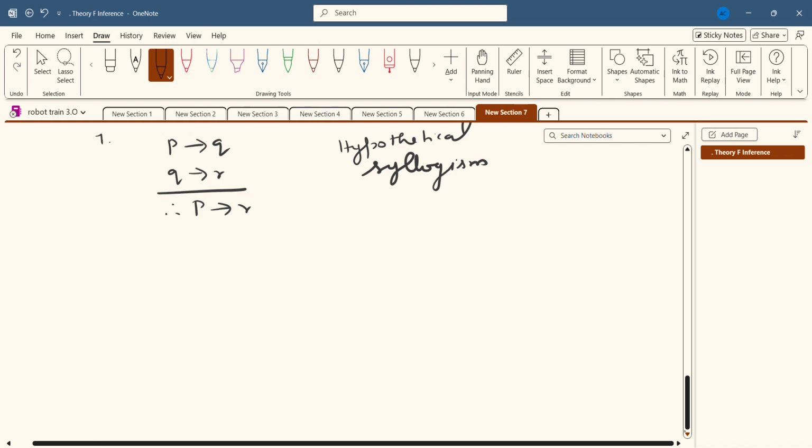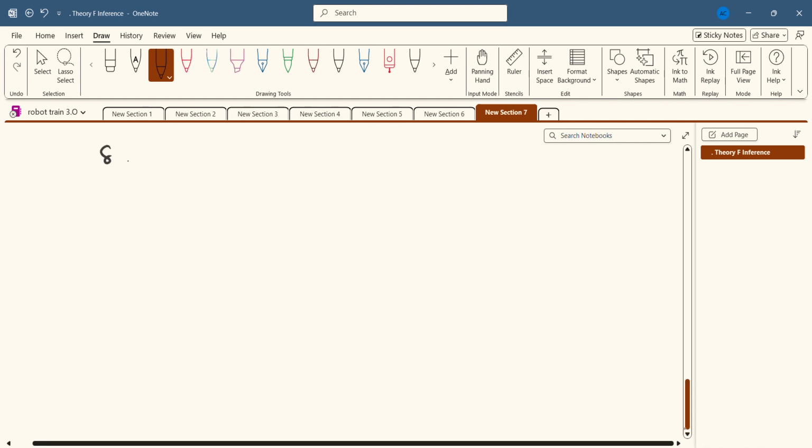And eighth one: P conditional Q, conjunction R conditional S, and P disjunction R, therefore Q disjunction S. Constructive dilemma, destructive dilemma, and resolution. These are the important rules we are going to make use of in the problems. And two more additional rules are also involved in rules of inference.